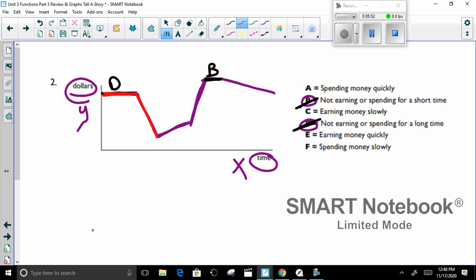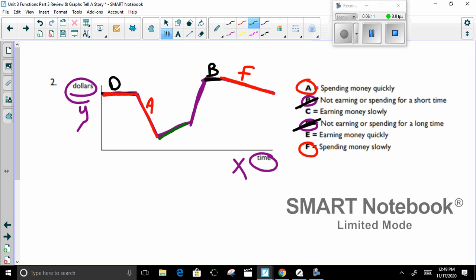Where else does it go down? It looks to me like the only other part it goes down is here. Both of those are spending money. Over a certain amount of time, your money drops. Well, I have spending money quickly or spending money slowly. I'm thinking this one's my quick, and that one is I'm spending it a little bit slower.